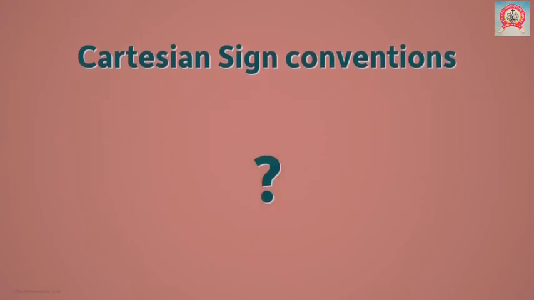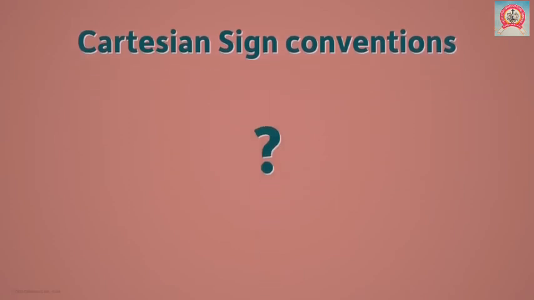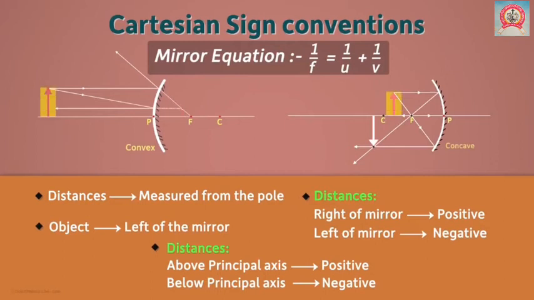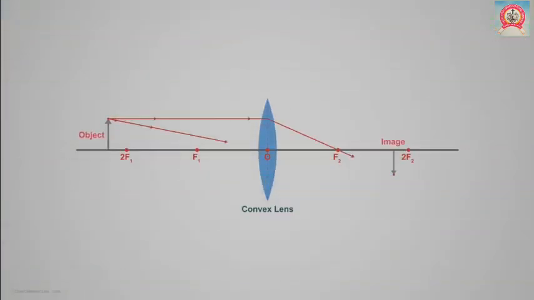Do you remember the Cartesian sign convention which we used for a spherical mirror? Here they are. The object is always placed to the left of the mirror. Distances are always measured from the pole. Distances to the right are positive, to the left are negative. Distances above the principal axis are positive and below the principal axis are negative. The concept is similar for lenses.